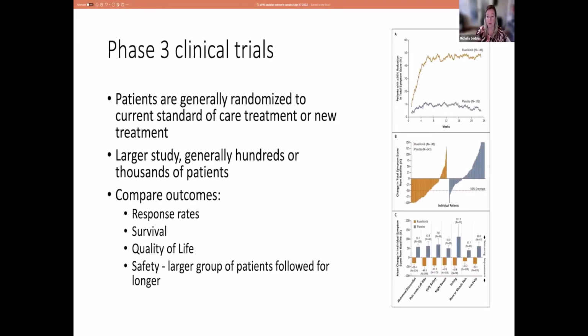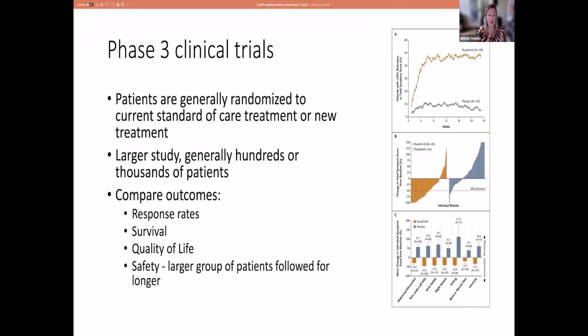And finally, you get to the phase 3 clinical trials. These are large, often randomized clinical trials, with hundreds of patients, sometimes thousands, depending on the drug, where they will randomize patients to either a new treatment or a new treatment combination compared to the standard of care. And this is saying, we think we have a drug, we think it's effective, we want to know, is it better than the standard of care? And these are the big trials that are used to get approval from Health Canada and the FDA to have these drugs available as first-line treatment.